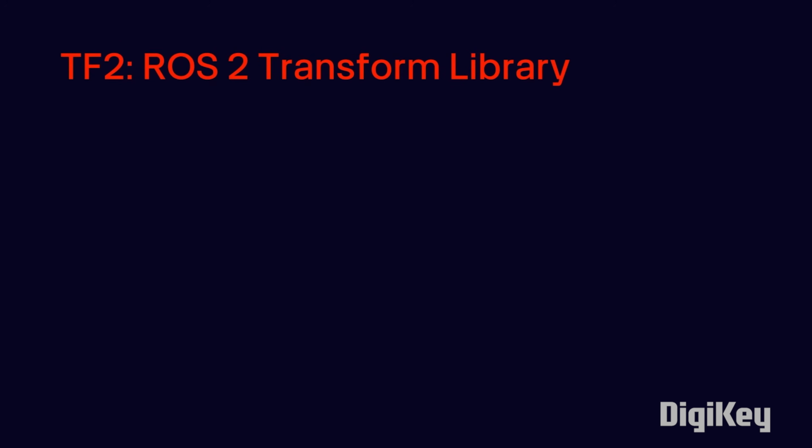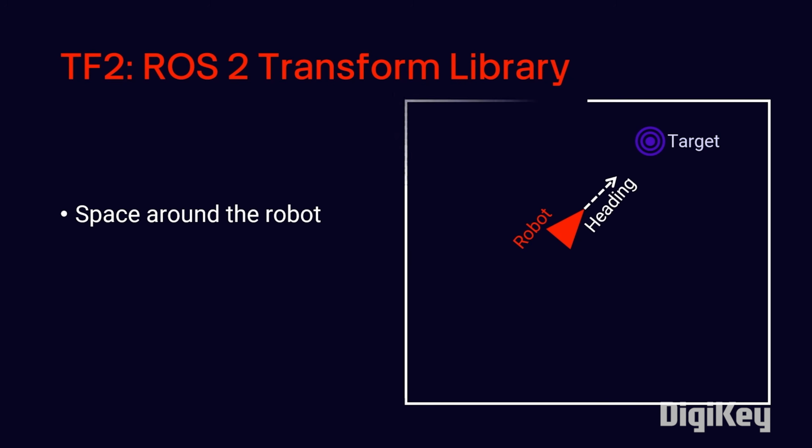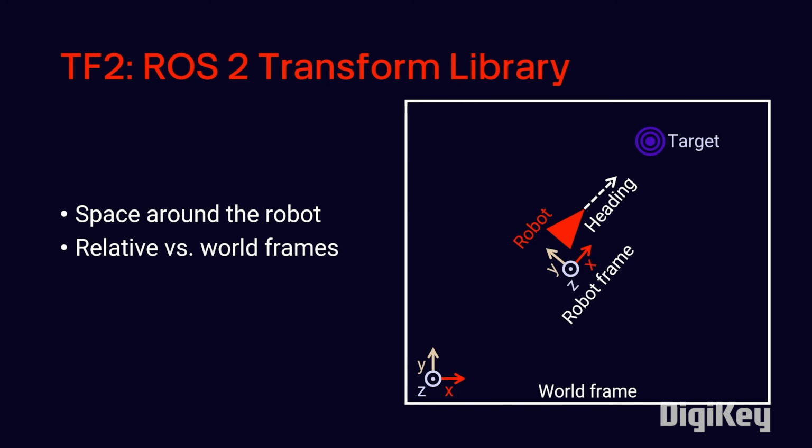Most robots operate in a real or simulated environment, the space around them, and they need to interact with it. Let's say we want to drive our robot toward a target. The robot can have a position and heading in the environment, which we'll call the world frame. Frame is short for frame of reference. This is a coordinate system relative to that particular environment or object. The robot has its own frame, an origin and set of axes relative to the robot's body.